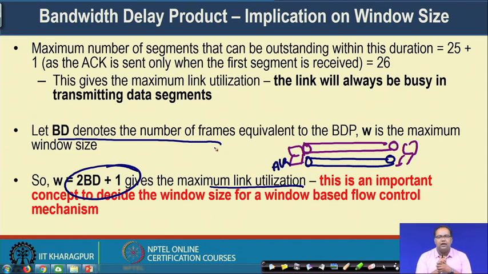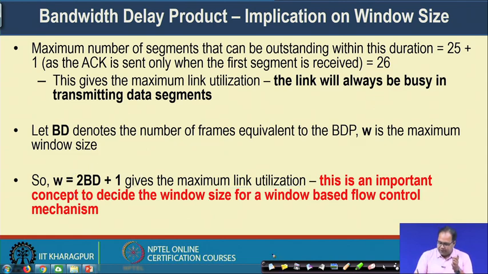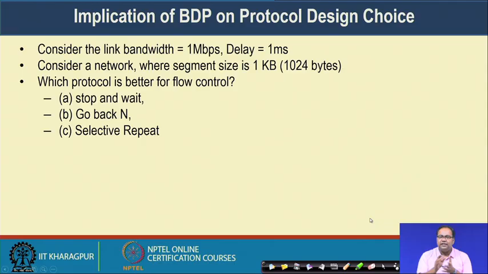So, the example that I have given you earlier. Let us see an example of this. Consider a network with end to end link bandwidth of 1 Mbps, delay equal to 1 millisecond, and a segment size of 1 kilobyte equal to 1024 bytes. Now, the question is which particular protocol would be better for flow control: a stop and wait protocol, a go back N protocol, or a selective repeat protocol.